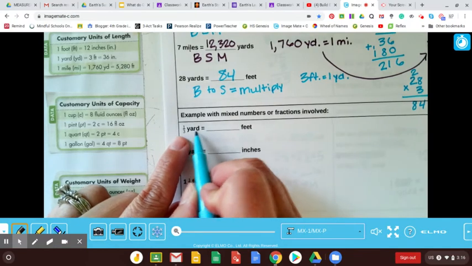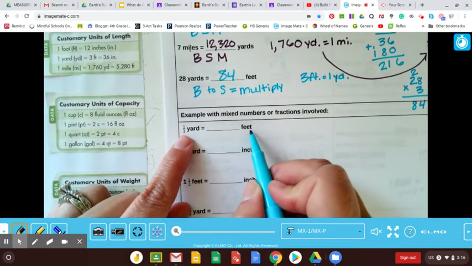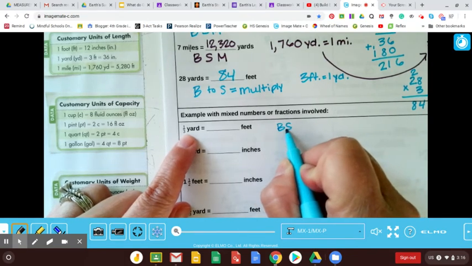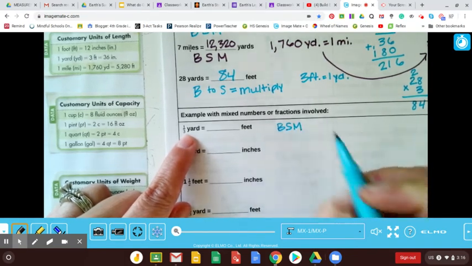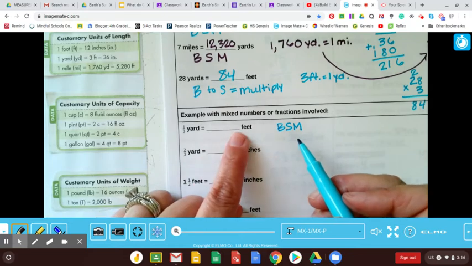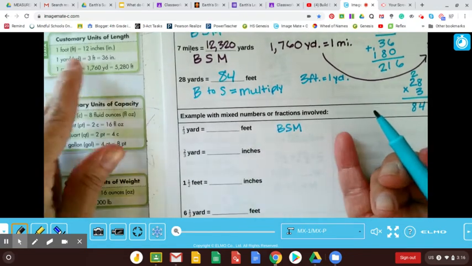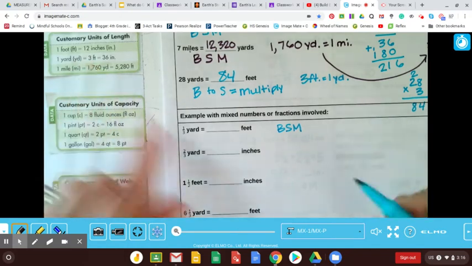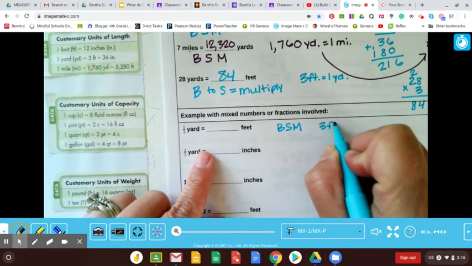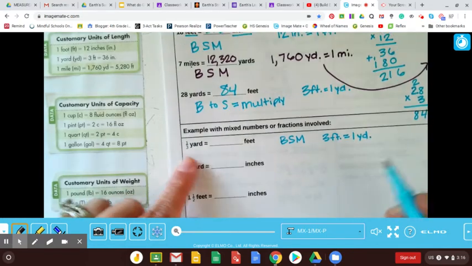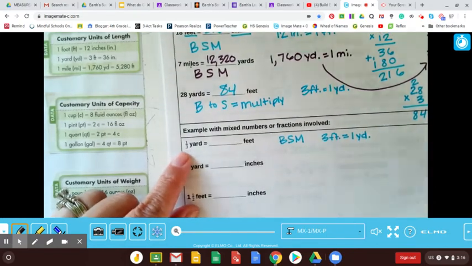Again, where are we going? We're going from yard to feet. So that would be big to small, multiply. So how many feet are in 1 yard? 3, right? 3 feet in 1 yard. We know that there. Let's just write that. Okay, so we're going to multiply 1/3 times 3.